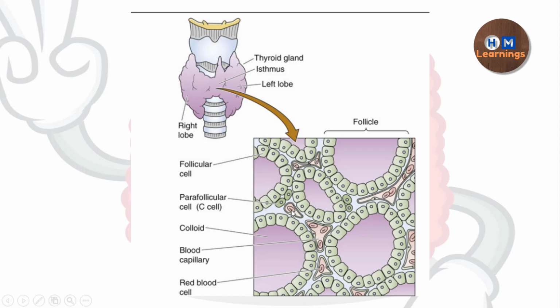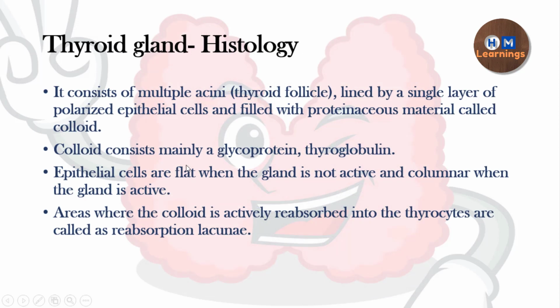Between these follicles we can see the capillaries, because an endocrine gland needs to have a rich blood supply. So here it is showing a connective tissue called the stroma, as well as blood vessels or capillaries. Parafollicular cells are also there, also called C cells, involved in the synthesis of calcitonin hormone. This we have already covered.